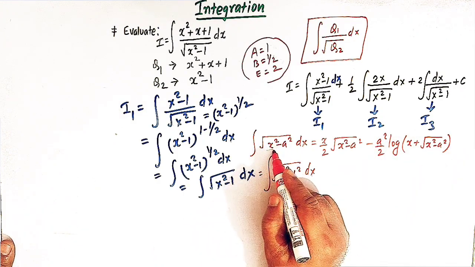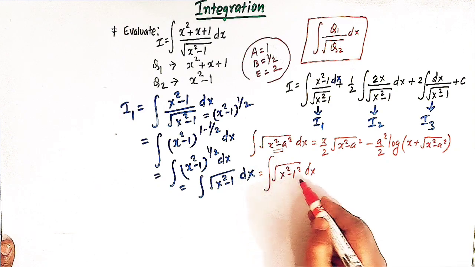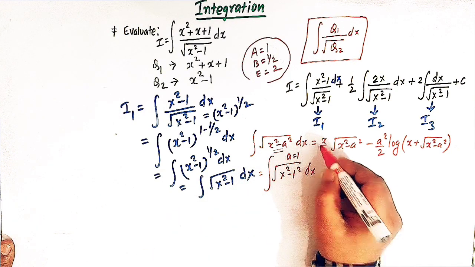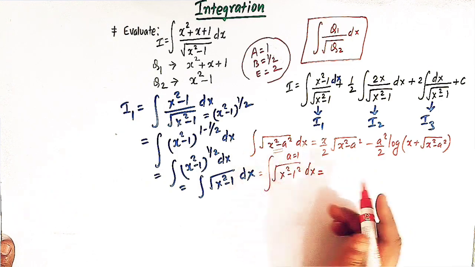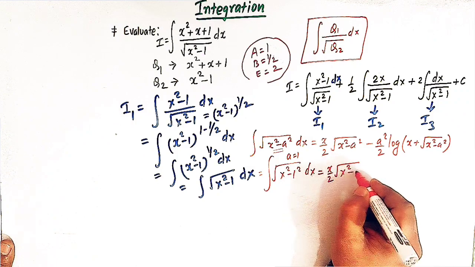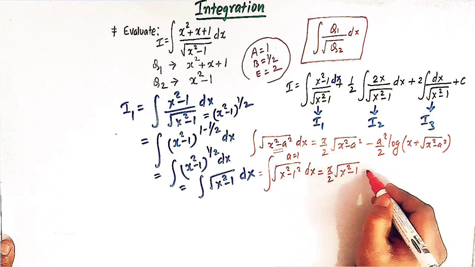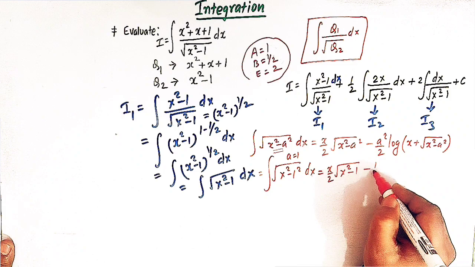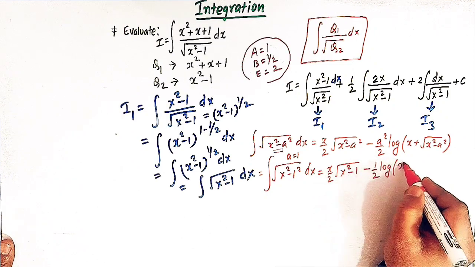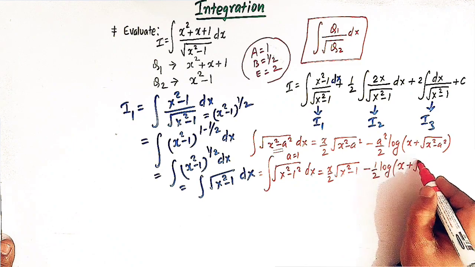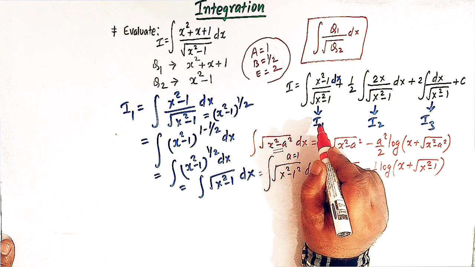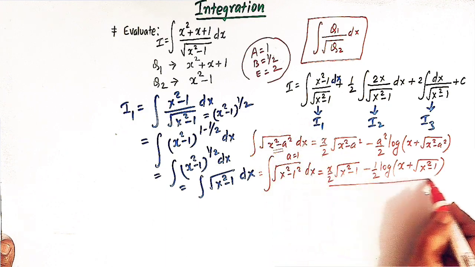So if we compare this term with this one, then the value of a is equal to 1. So here the value of this integral is now x over 2 square root of x square minus 1 square. 1 square is 1, so we have half, and here we have log of x plus square root of x square minus 1, right? So I1 is given by this expression.